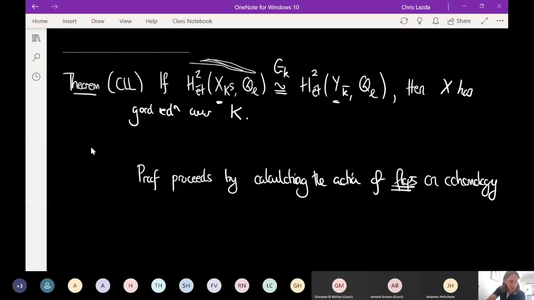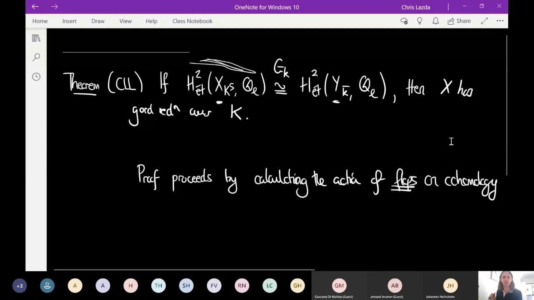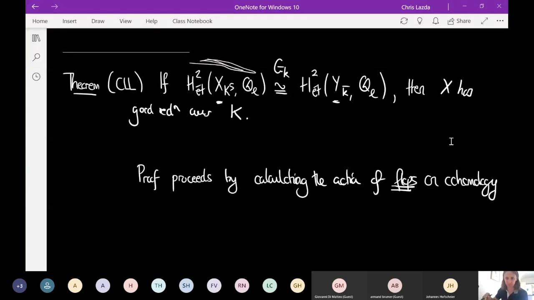But before I actually dive into the proof, maybe this is a good idea to see if anyone's got any questions about the statement, at least. Okay, if not, then I'll carry on.